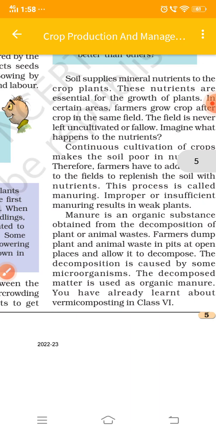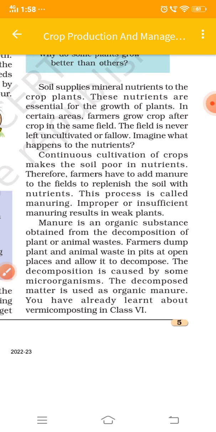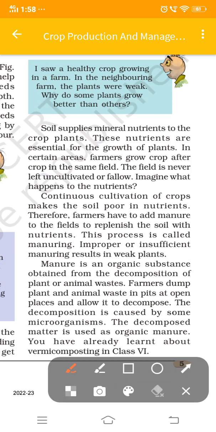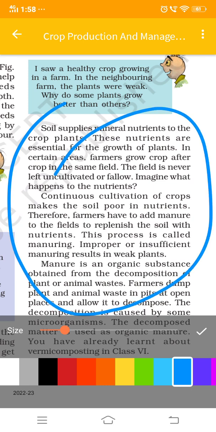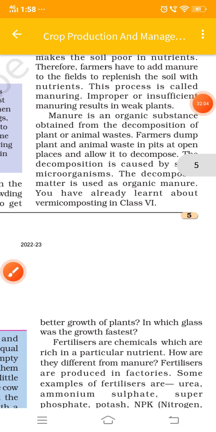See, improper or insufficient manure results in weak plants. Now here's the answer. Wait. Here in this paragraph there's the answer to this question. Okay, you can go through it again.